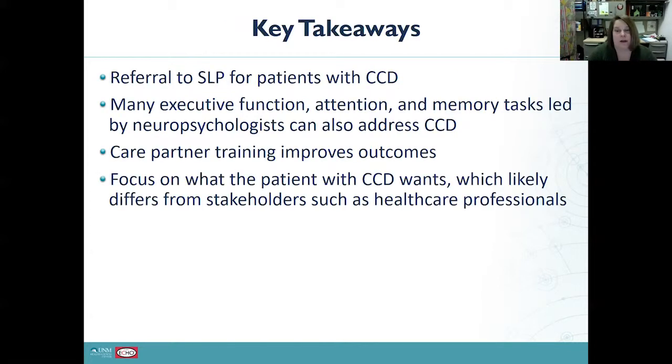So the key takeaways are here. I don't think I need to read them. I think we can go straight to what questions do you have?